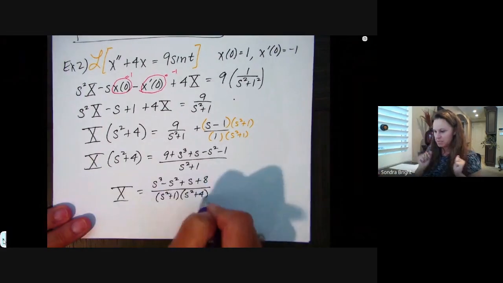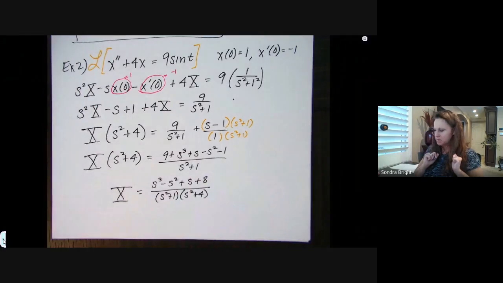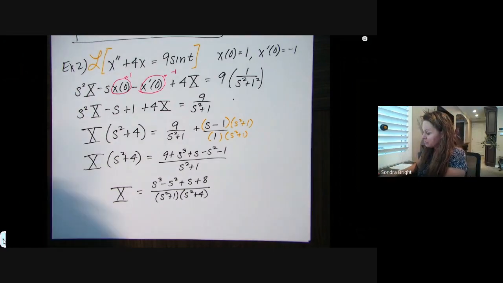Make sure I didn't do a typo. s cubed minus s squared. Okay. Partial fraction decomposition. But these are both irreducible quadratics.